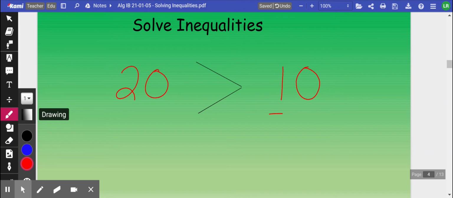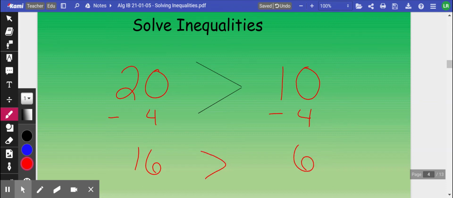What about if I subtract? If I subtract, let's just say subtract 4 and subtract 4. Left side I get 16, right side I get 6. So that still works. 16 is greater than 6. Okay, still good.